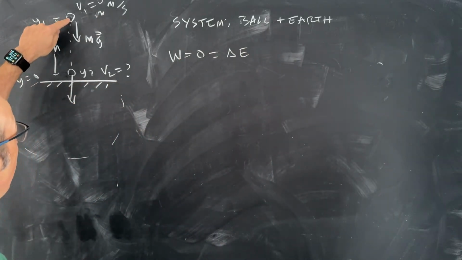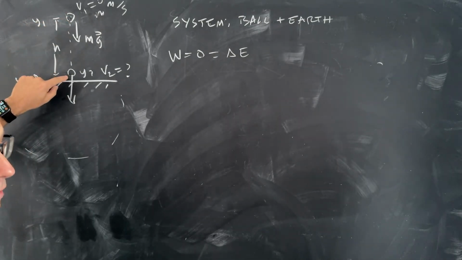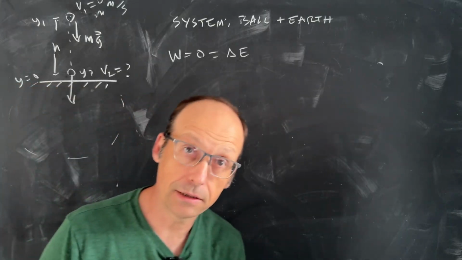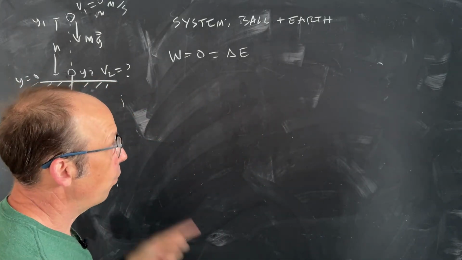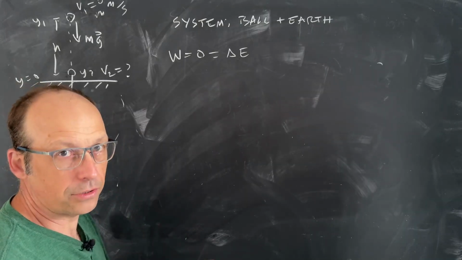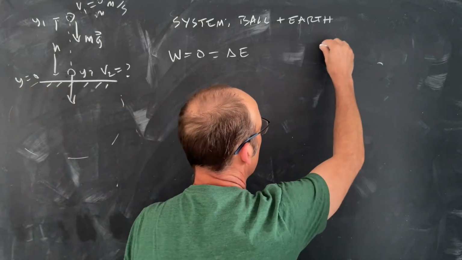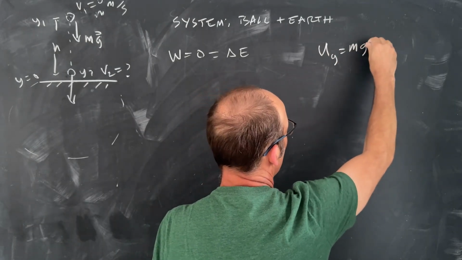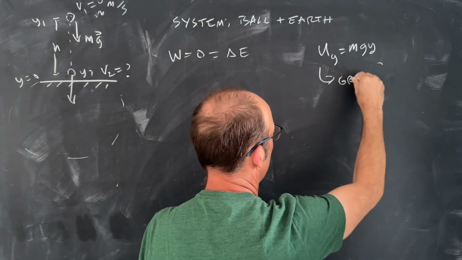But how can that be? If the work is 0, how can it be that the ball speeds up? We know the ball is going to speed up. Wouldn't the change in energy be 0? Yes, the change in energy would indeed be 0. But we have a new type of energy for our system. So here we have a new energy. I'm going to call it UG as mgy. We call this gravitational potential energy.